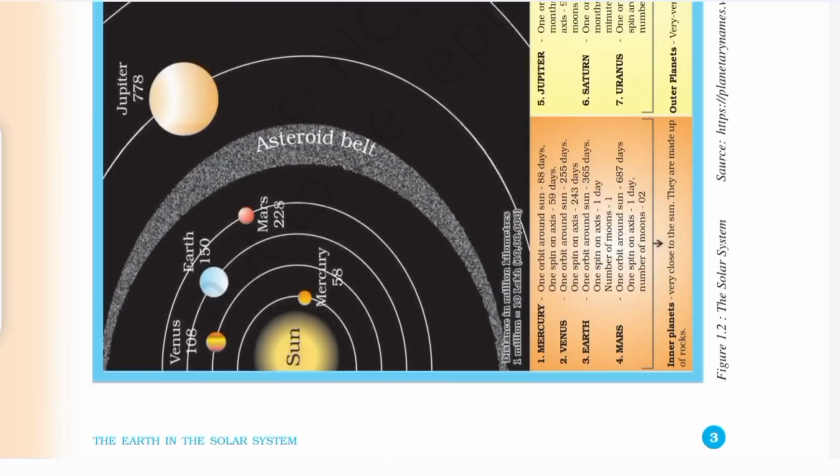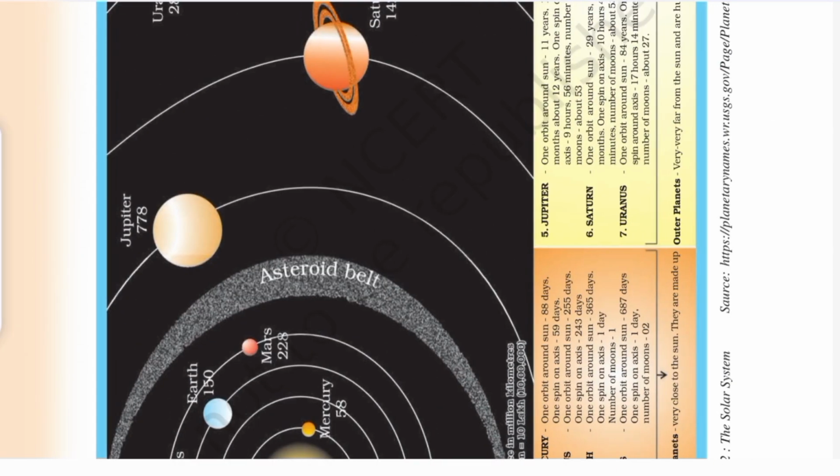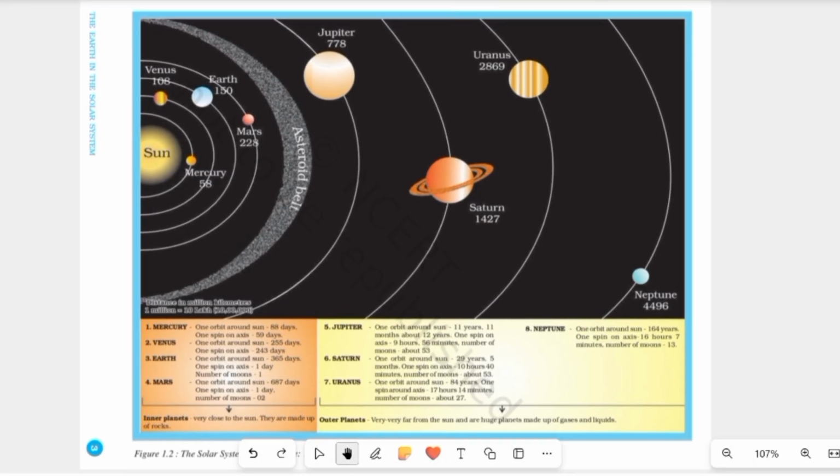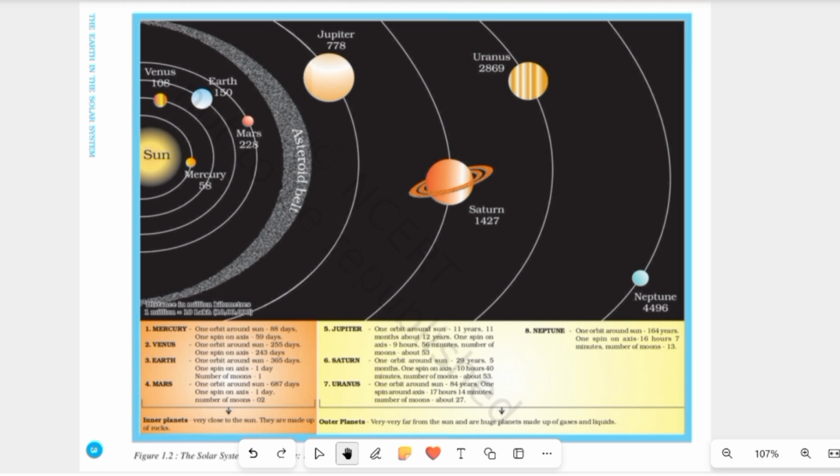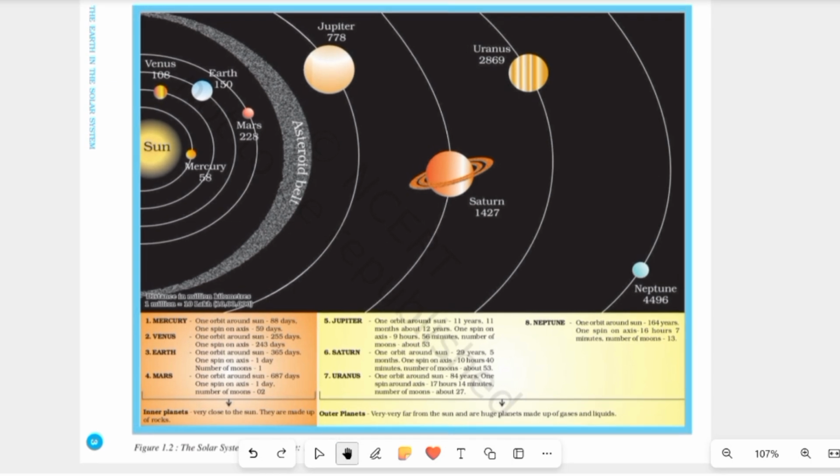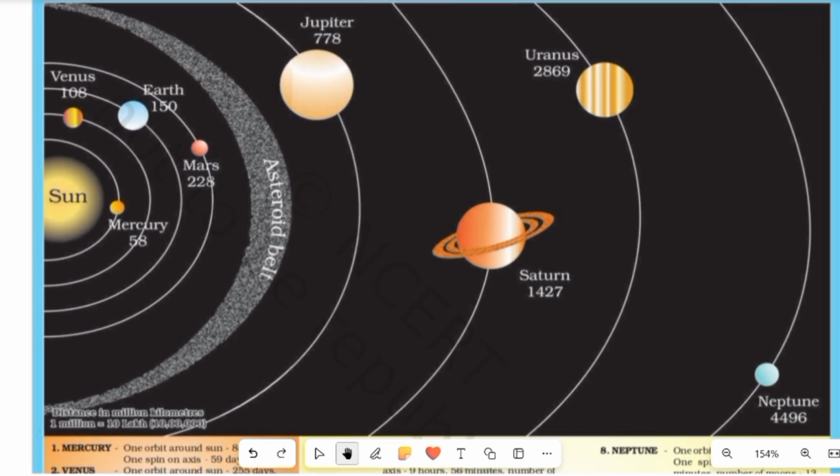Now we are going to discuss this diagram on the page, and then we will discuss the next topics. We are going to see it one by one. This is the main diagram. It is mentioned that the distance is written in million kilometers. 1 million is 10 lakh kilometers. Understand? It's million kilometers.